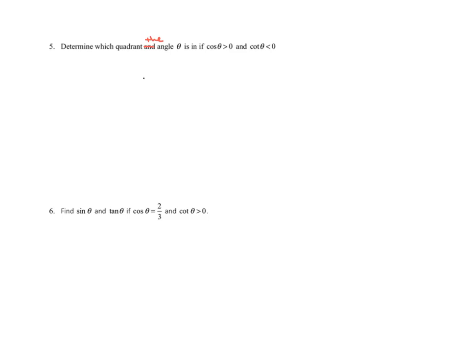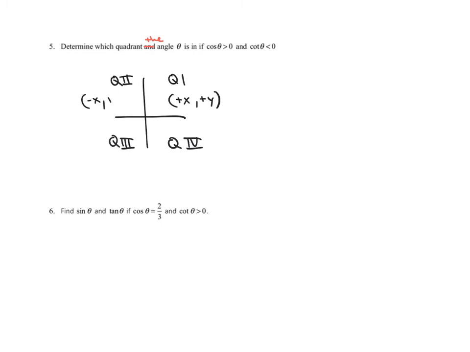So if we picture the coordinate plane, remember we've got quadrant 1, quadrant 2, quadrant 3, and quadrant 4. In quadrant 1, both x and y are positive, so positive x, positive y. In quadrant 2, we have a negative x value, but a positive y value. In quadrant 3, they're both negative. And in quadrant 4, we have a positive x and a negative y.